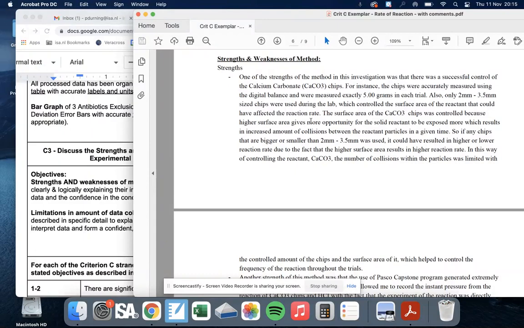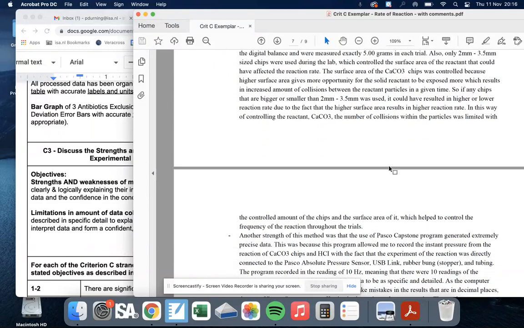So they haven't just said controlling surface area was a strength. They go into a lot of detail here in this big paragraph explaining their reasons for thinking that the surface area was well controlled, and they talk about how if it wasn't, how that would have impacted their dependent variable, but because they were able to control it, that makes their data more reliable.